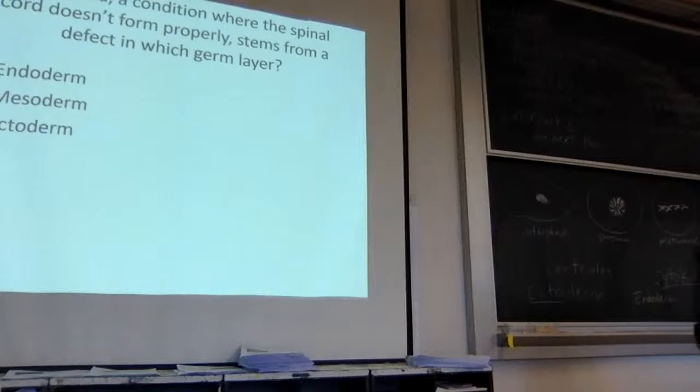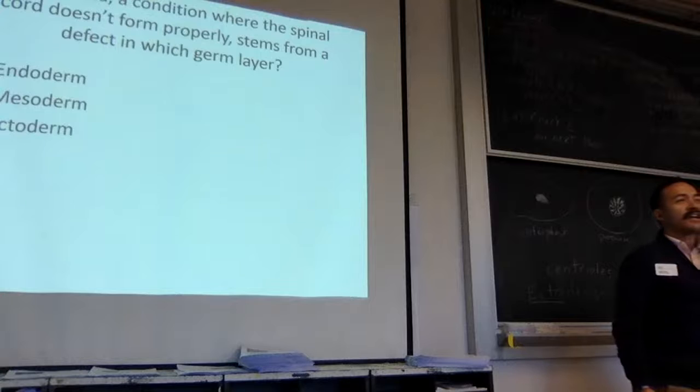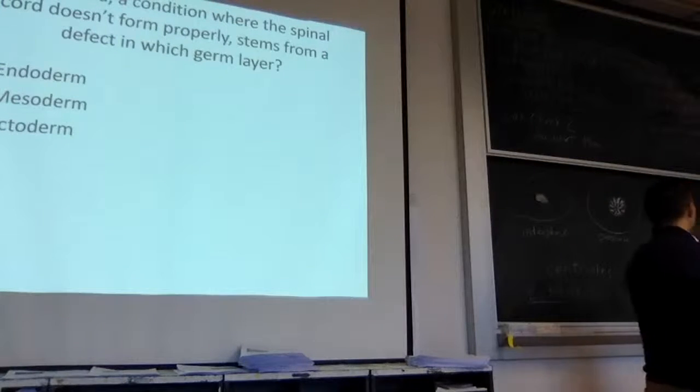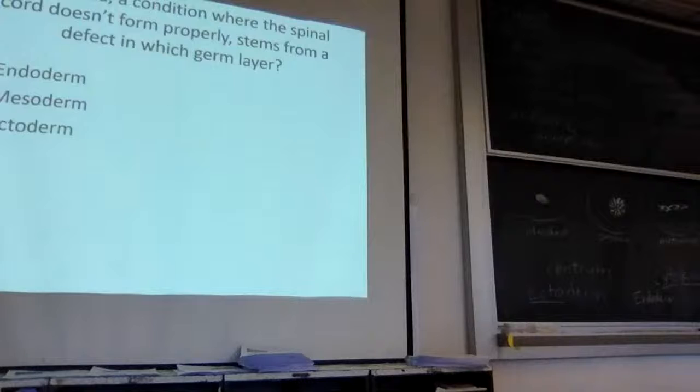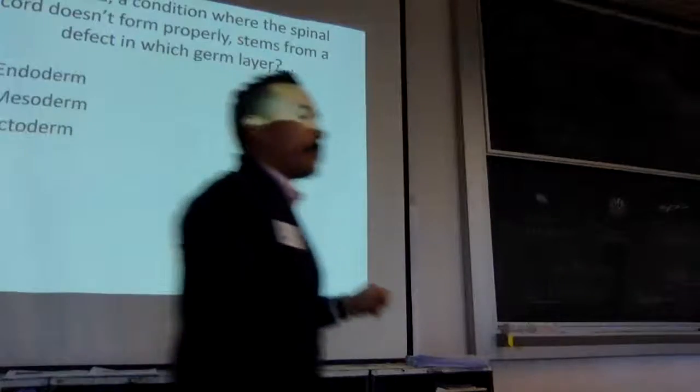Let's get hands. 1, 2, 3. On 3, say letter. C. Yeah, ectoderm. That's what the nervous system stems from. We're talking about the spinal cord. That's part of the nervous system. Ectoderm.